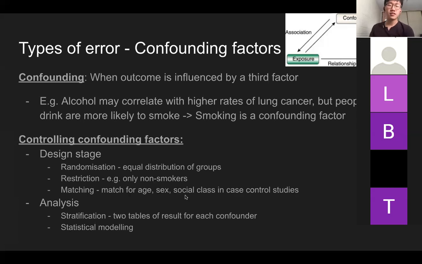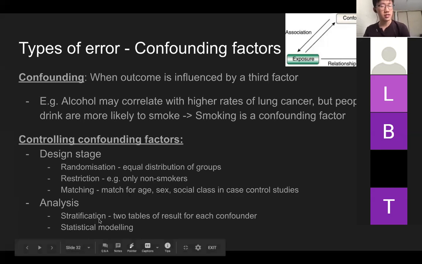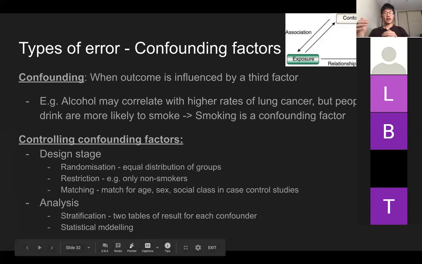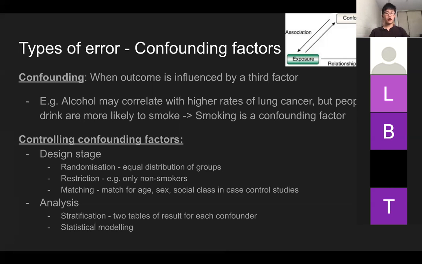In your analysis, you could stratify your results by having two tables for each confounder. So you'd have a table for smokers and a table for non-smokers. And you can analyze those individually, and you get results for both, and statistical modeling just to analyze those results as well.